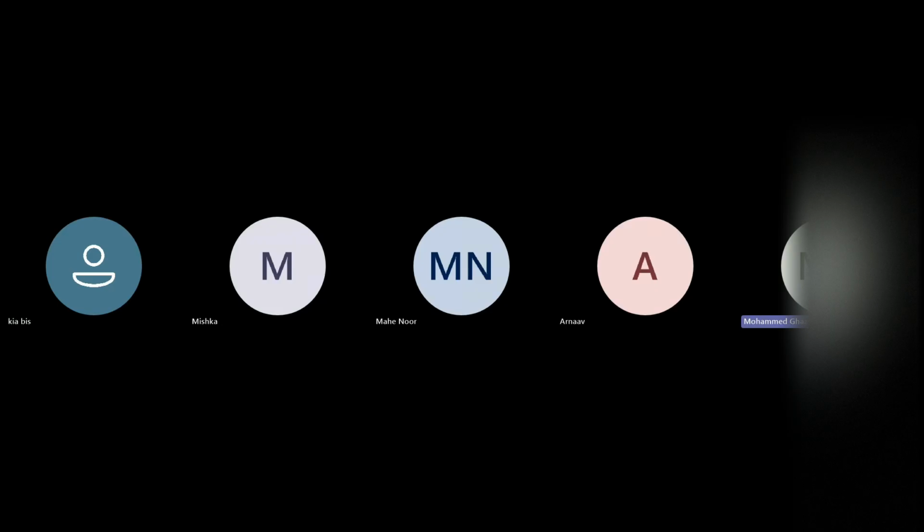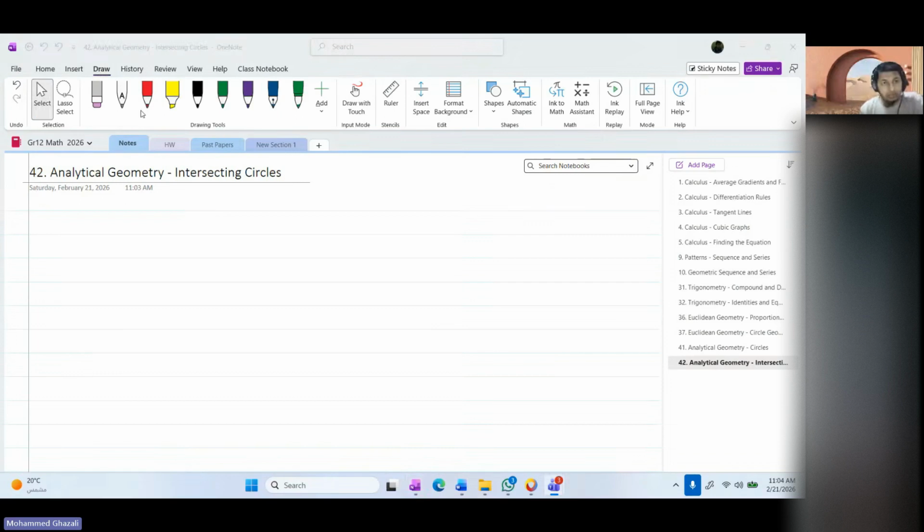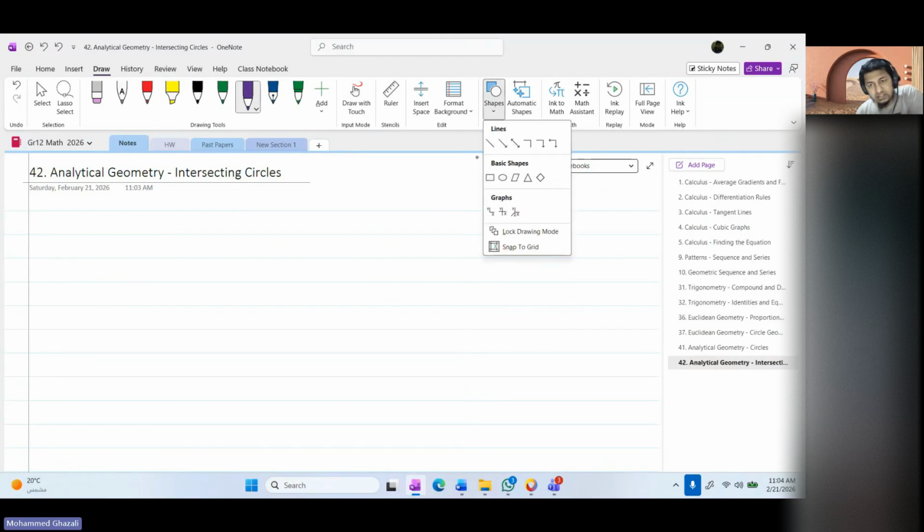With a subtopic of analytical geometry. Now, when we are looking at intersecting circles, there are many types of intersecting circles that we need to look at. When circles touch internally, when they touch externally, when they intersect.